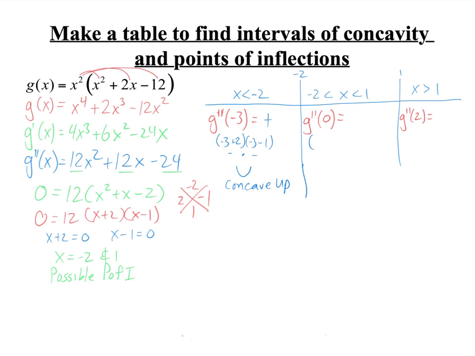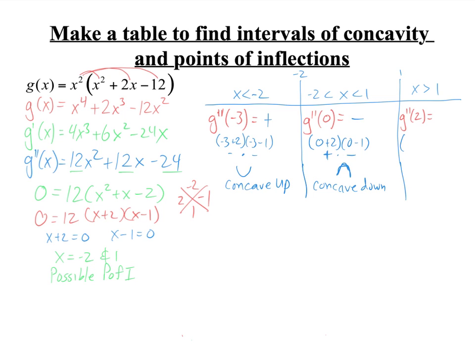Let's go to the next one. We're going to do the value 0. So that'd be 0 plus 2 times 0 minus 1. Won't that be a positive times a negative? Won't that be a negative? And don't negatives mean I'm frowning or sad? Sad little guy. So he's concave down.